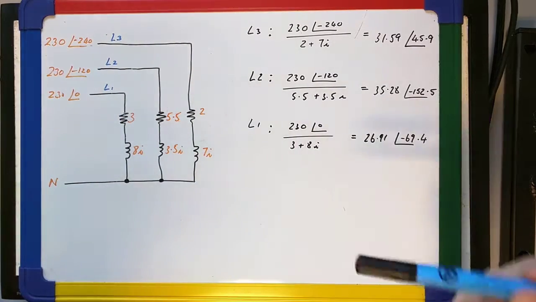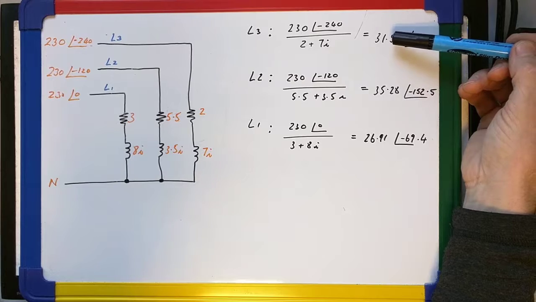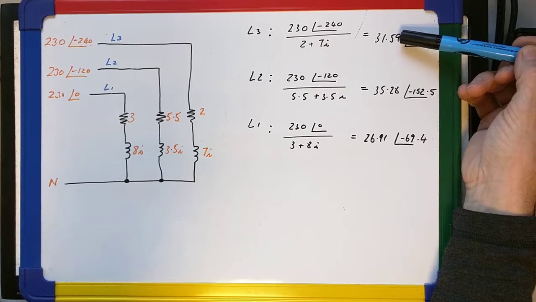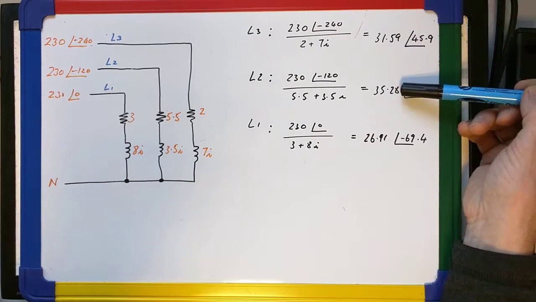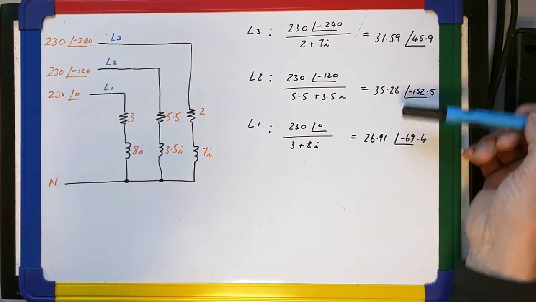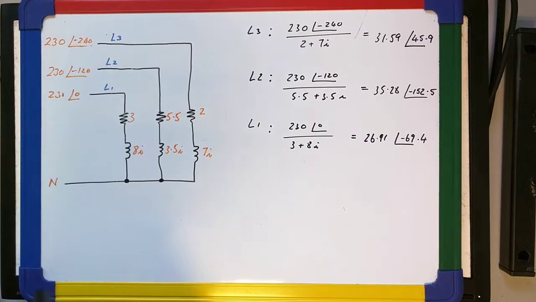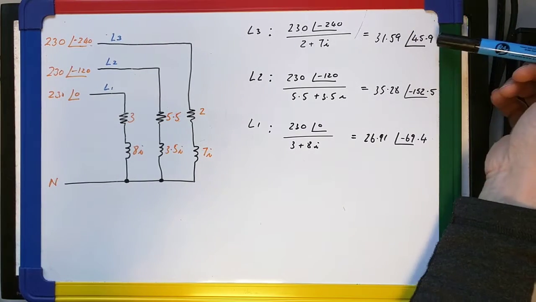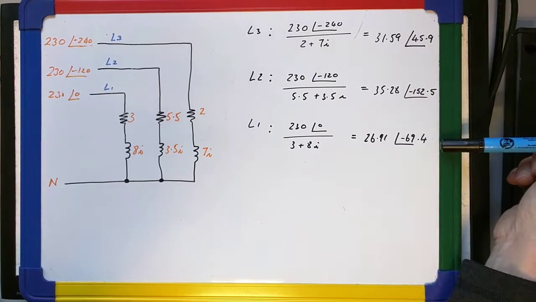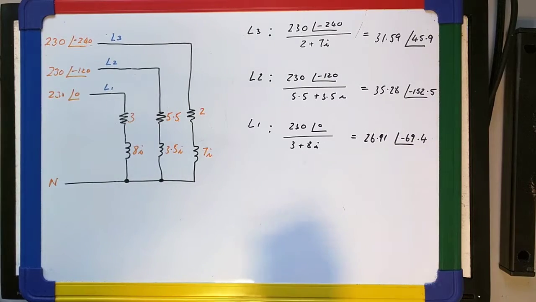Now, it's important that you realise that just adding the actual current values you would read if you put a meter on, just adding those three will not give you the neutral. 31 plus 35 plus 26 is going to be up somewhere 90-ish. There's not 90 amps flowing in this neutral. We've got to add these with their respective angles in order to get the correct answer.